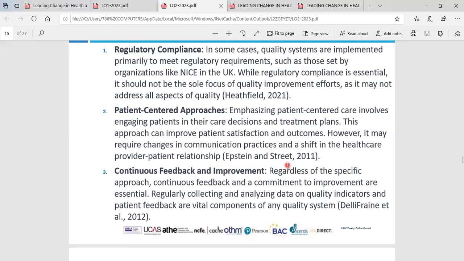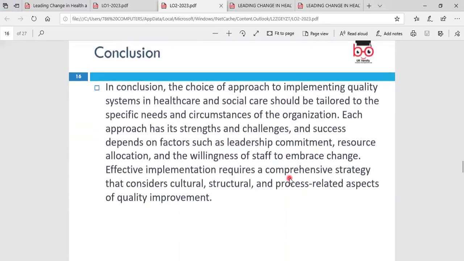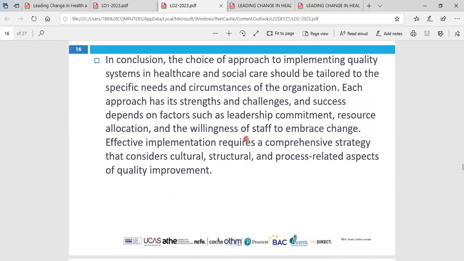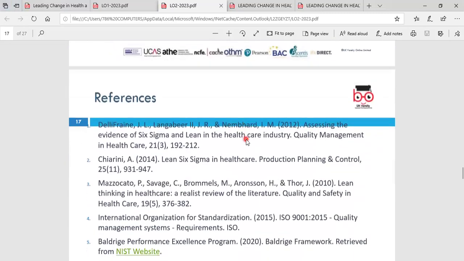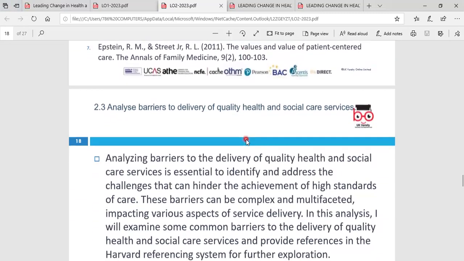So you have improved communication skills. You have different CPDs to improve communication skills of your workforce and provide a patient-friendly atmosphere. Continuous feedback and improvement. Again, feedback from all the stakeholders is very important, but feedback particularly from your immediate stakeholders, which are your employees and your managers, and obviously your patients who come first. So there are different choices that you have when you want to implement quality. Each approach has different strengths and limitations. We've talked about these earlier. And these are some of the references if you would want to have a look.